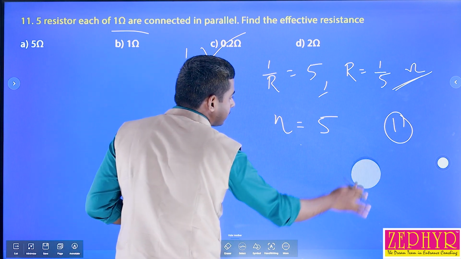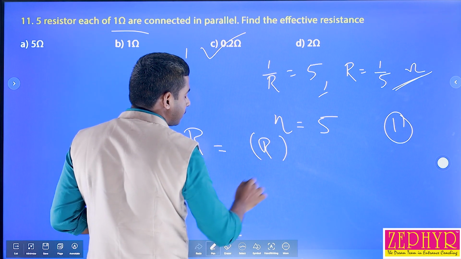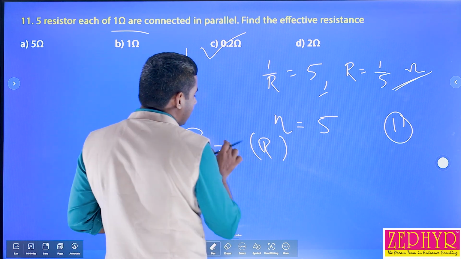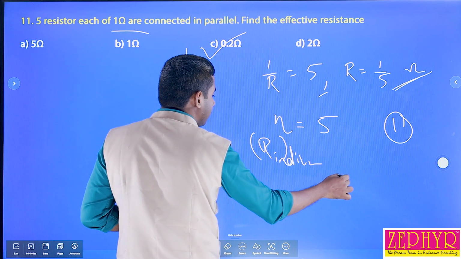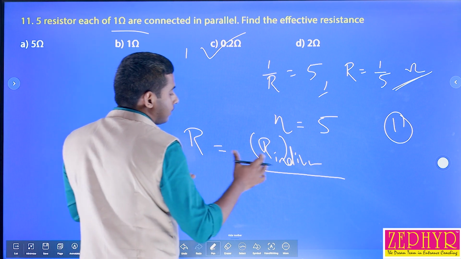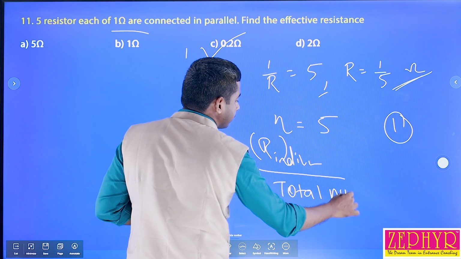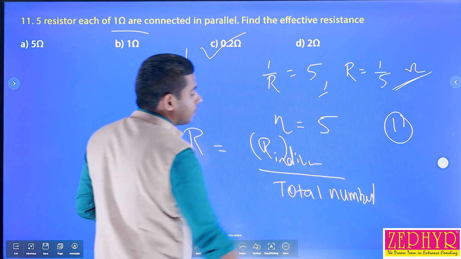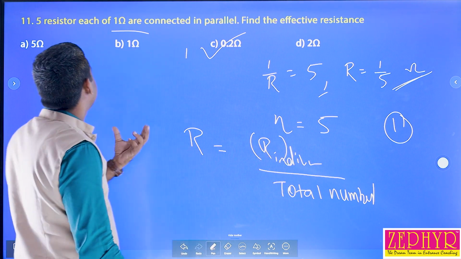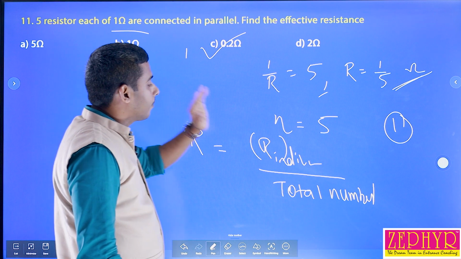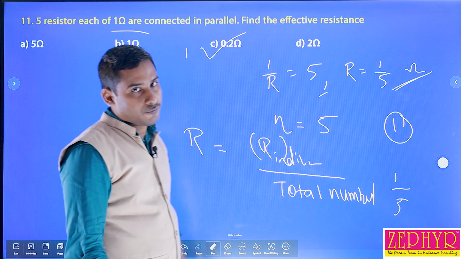I will say once again, R equals whatever the individual value of resistance, not n, okay, my mistake. R equals the individual R, whatever they said, divided by the total number here. So, R equals the value of individual resistance. The individual resistance they said is 1 ohm here, and the total number is 5. So that's why 1 by 5.